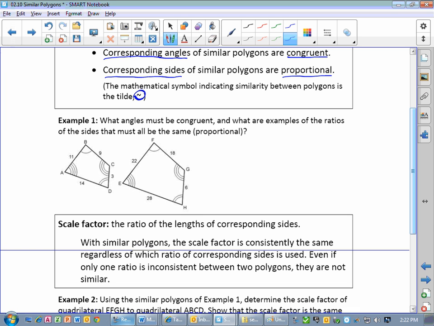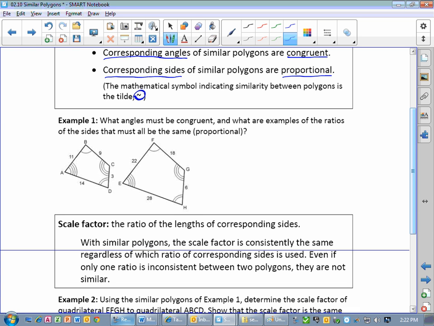So these two are similar quadrilaterals. They both have four sides. And believe it or not, if you look at it really closely, this one is just getting blown up to get to the second. It's like 2 times out. So the angles have to be congruent. Well, all of the corresponding angles must be congruent.